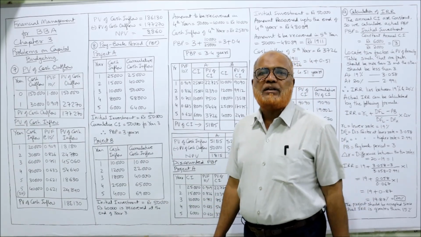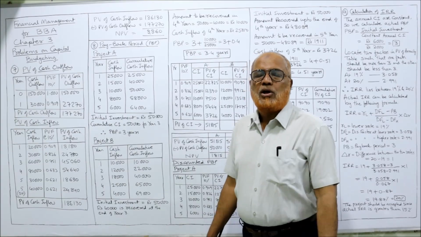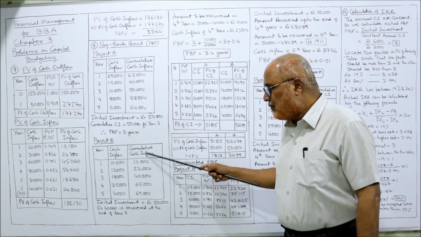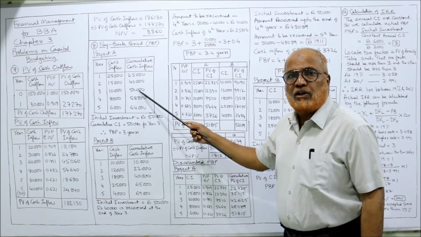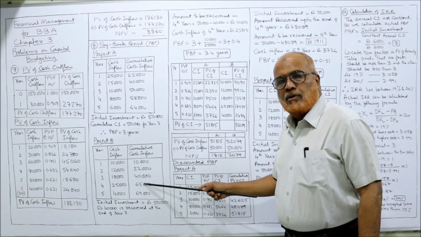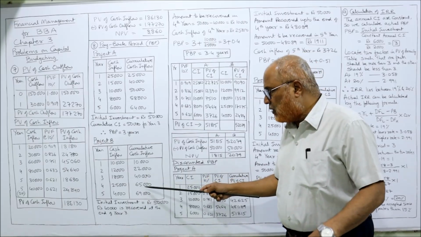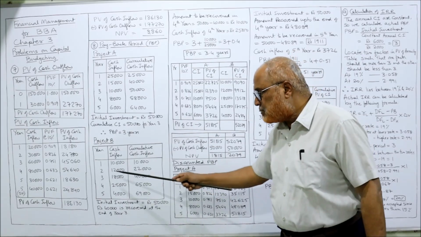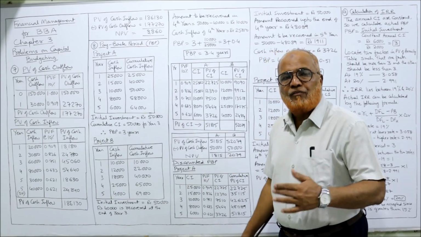Now locate 50,000. The initial investment is 50,000. Look at 50,000 in cumulative. We don't have 50,000. In project A directly we got 50,000. Here it is 40,000 then 65,000. So it is above 40,000 and below 65,000. So our PBP lies between third year and fourth year.